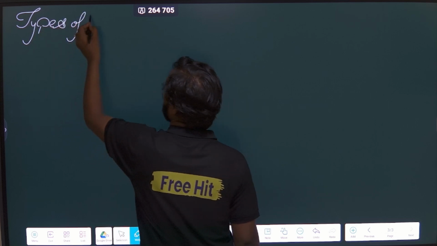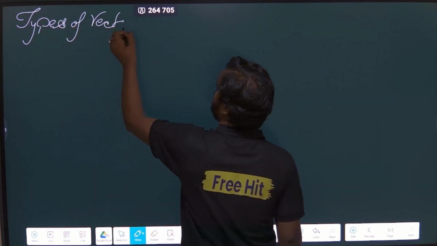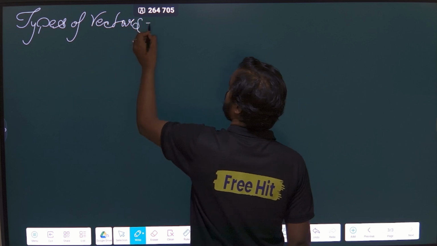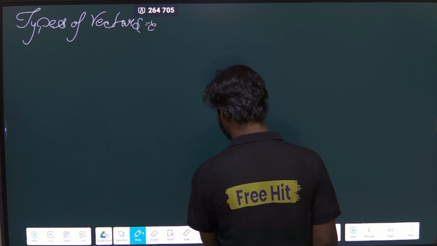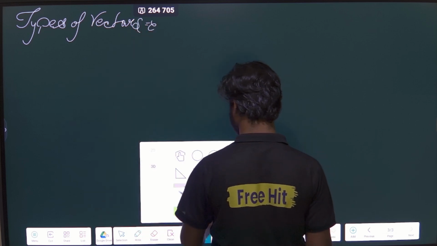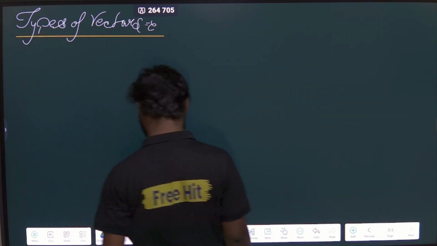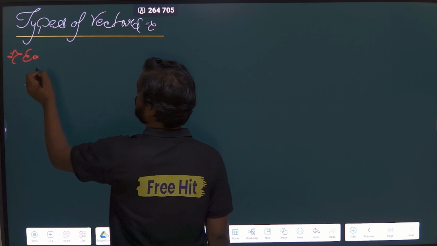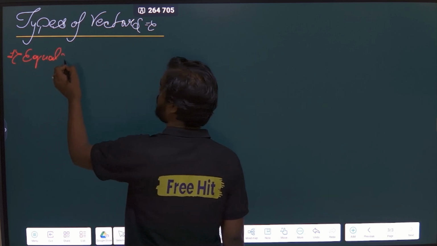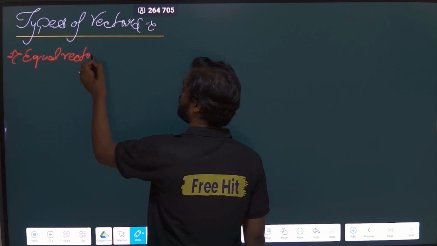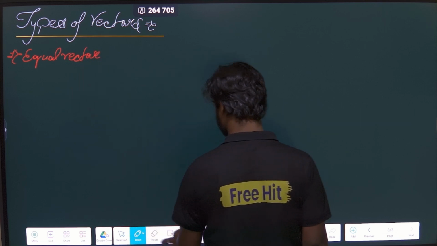Types of vectors. So what is the type of vectors we have? First we have equal vector. What is equal vector?